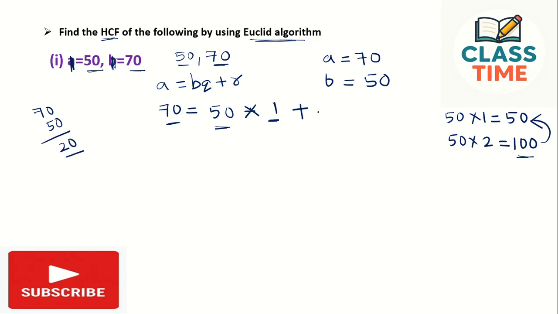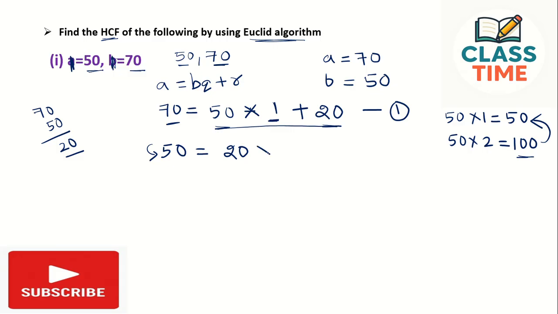20. So, what will be the remainder? 20 is the remainder. So, this is the first step. In the next step, leave this number, and among this, we need to take the highest number. So, what is the highest number here? 50. So, the B in the previous step will go here as A. Next, the remainder will go as B in the next step.